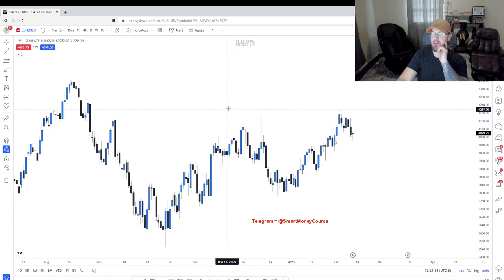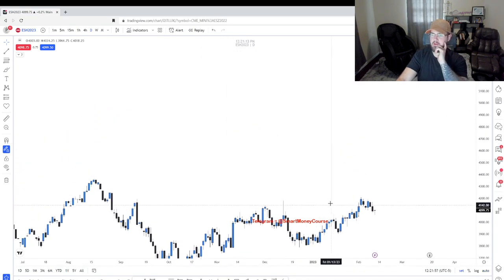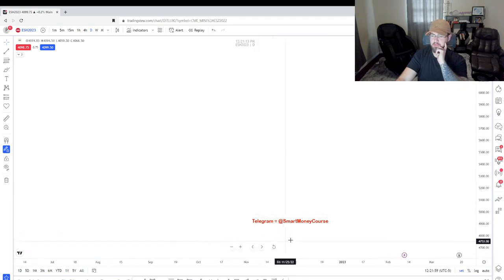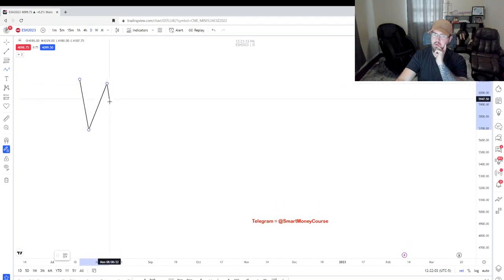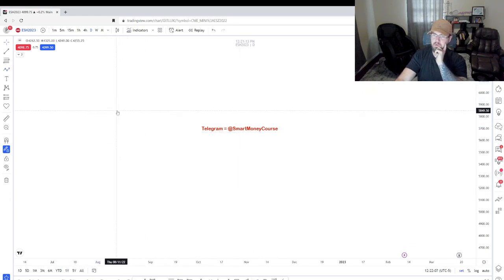So we start off with a little bit more advanced stuff, but let's just for the people that don't maybe necessarily get a full grasp on liquidity, let's draw some examples.